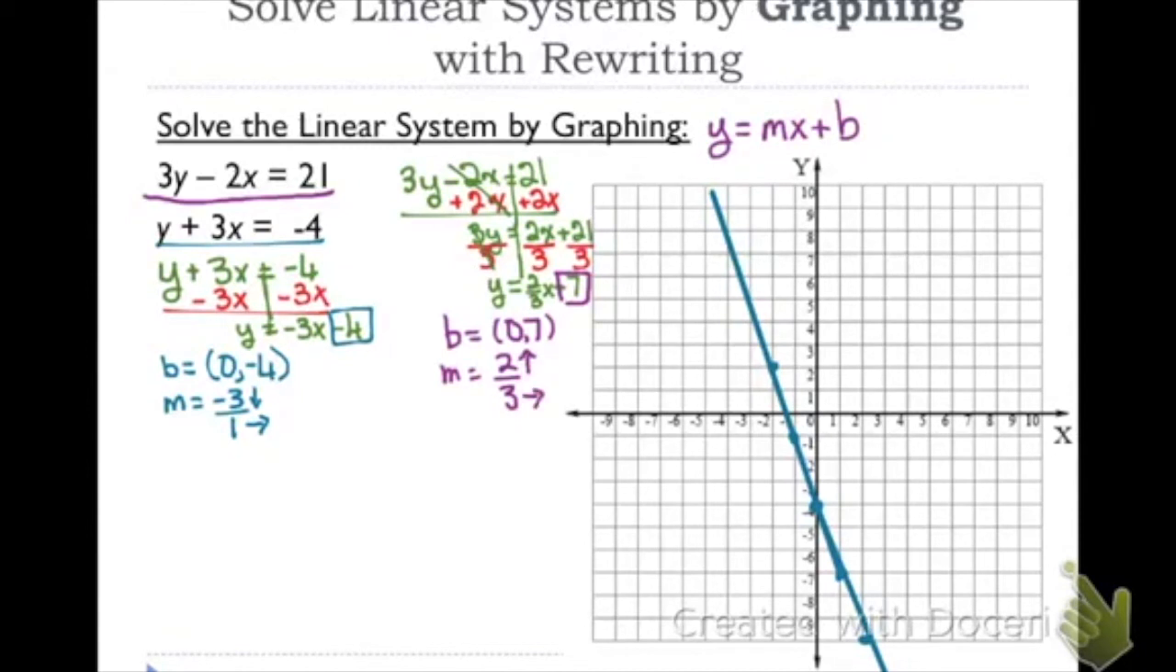So I'm going to go over here to 7, and I'm going to make a nice big fat point, and I'm going to say up 2 to the right 3. But I'm kind of out of space, so now I'm going to have to go down 2 to the left 3, down 2 to the left 3. I think I've got enough now to make a pretty good line.